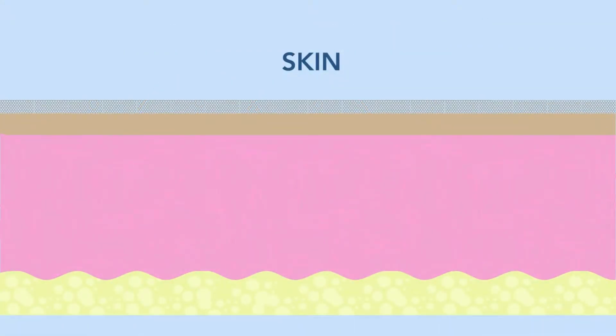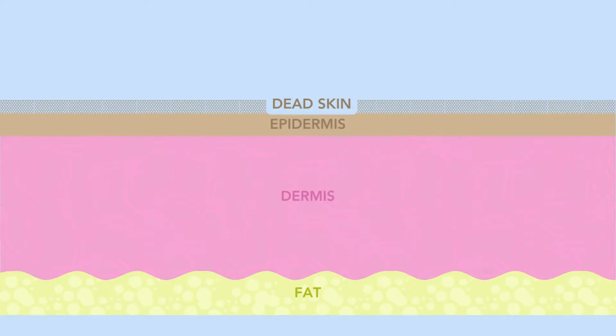This is skin. At the very top, we have dead skin, or our stratum corneum, and this is part of the epidermis, which also gives us pigment. Below that is the dermis, which gives us strength and flexibility with collagen and elastin, and below that, the fat.